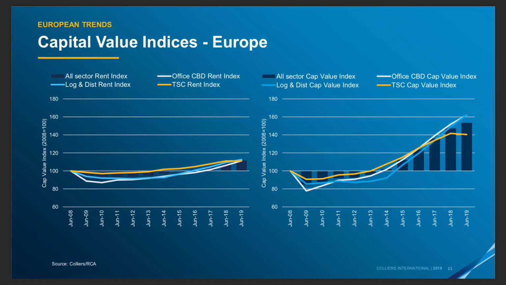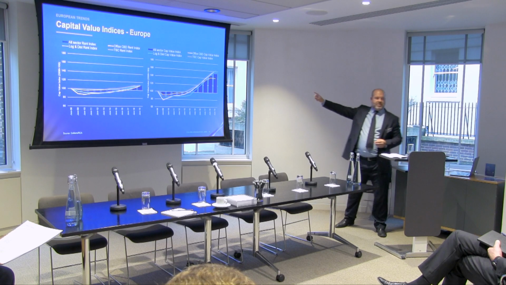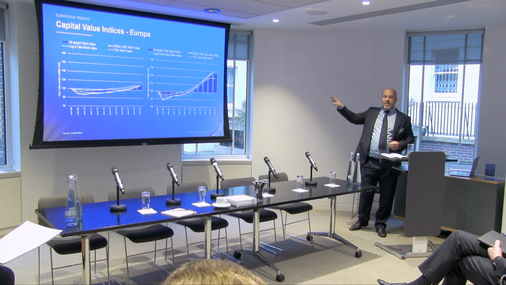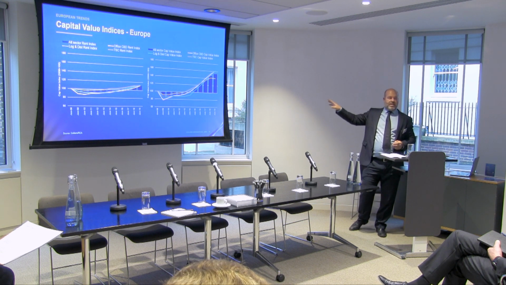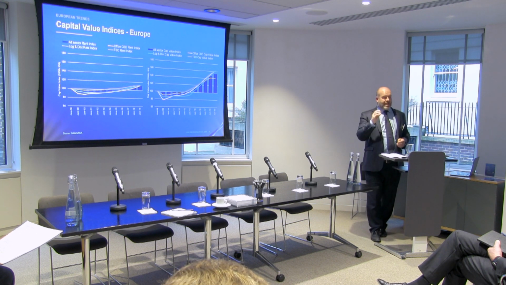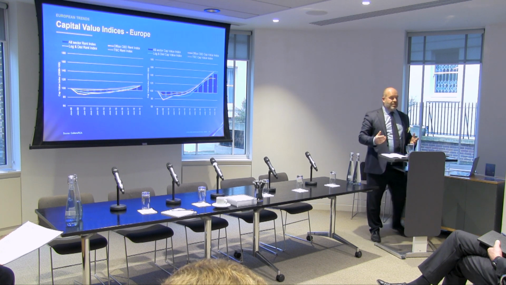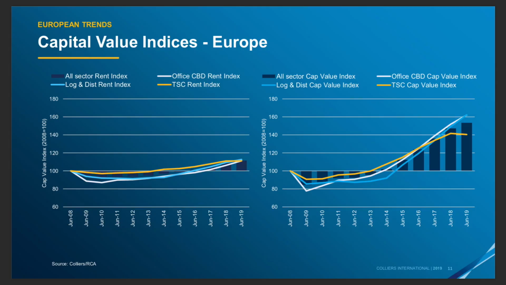But what's also interesting is if you look at that relative to the impact on value growth. This is the capital value index, and rents have gone up by about 10%, while all sectors have gone up by about 50% for values. So it's clear where the value drivers come from, and that's from yield compression. So if we've got less yield compression to come and not so much rental growth, we've just got to anticipate that we're going to get lower returns from standing assets.